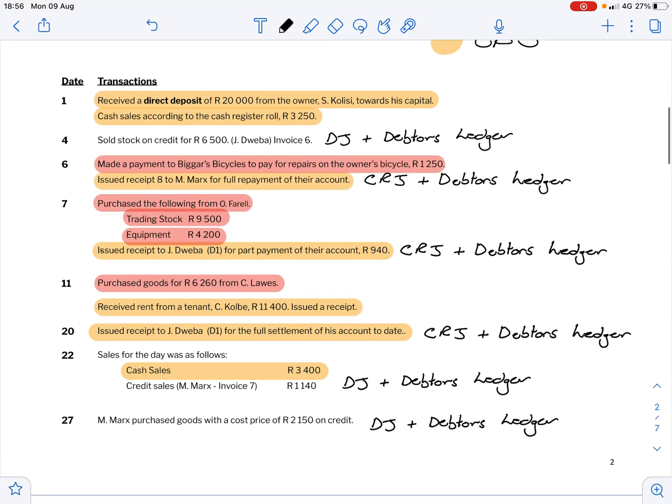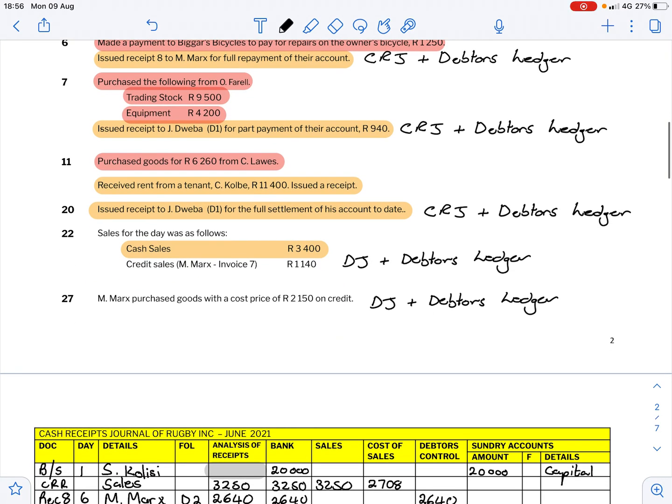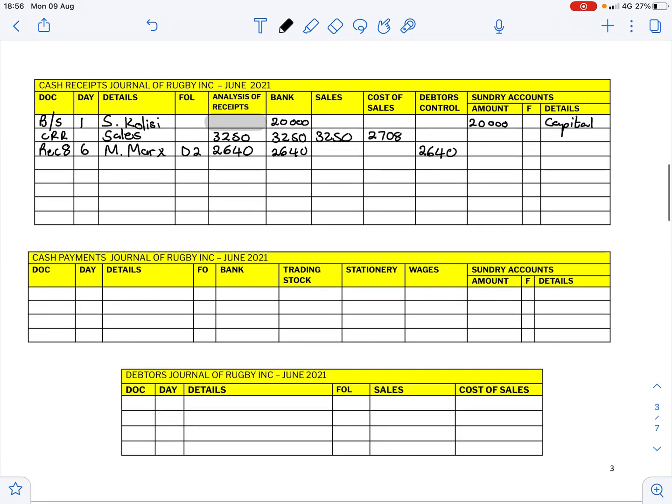All right. Our next CRJ transaction is then on the 7th, where we issue a receipt to J. Dweber, who's debtor 1, for part payment of their account of 940 Rand. So on the 7th, we issue a receipt. The next receipt is receipt number 9 to J. Dweber.